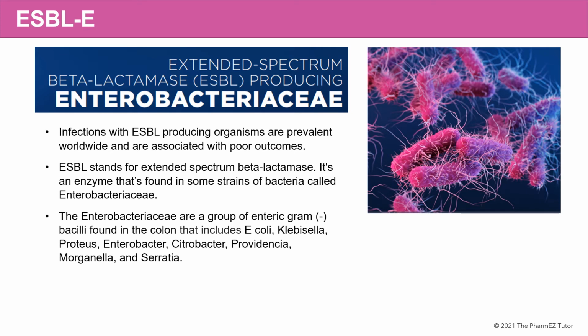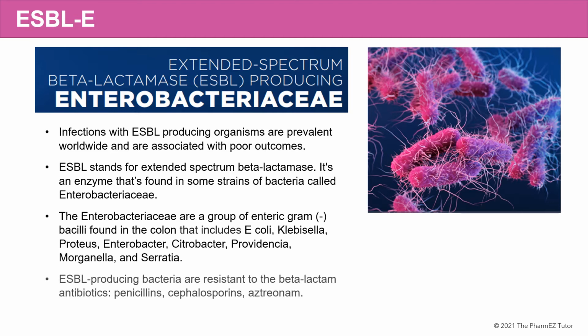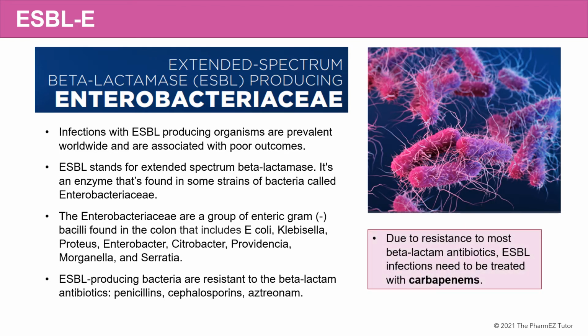The Enterobacteriaceae are a group of enteric gram-negative bacilli found in the colon that includes E. coli, Klebsiella, Proteus, Enterobacter, Citrobacter, Providencia, Morganella, and Serratia. ESBL-producing bacteria are resistant to the beta-lactam antibiotics, penicillins, cephalosporins, and aztreonam. Due to resistance to most beta-lactam antibiotics, ESBL infections need to be treated with carbapenems.